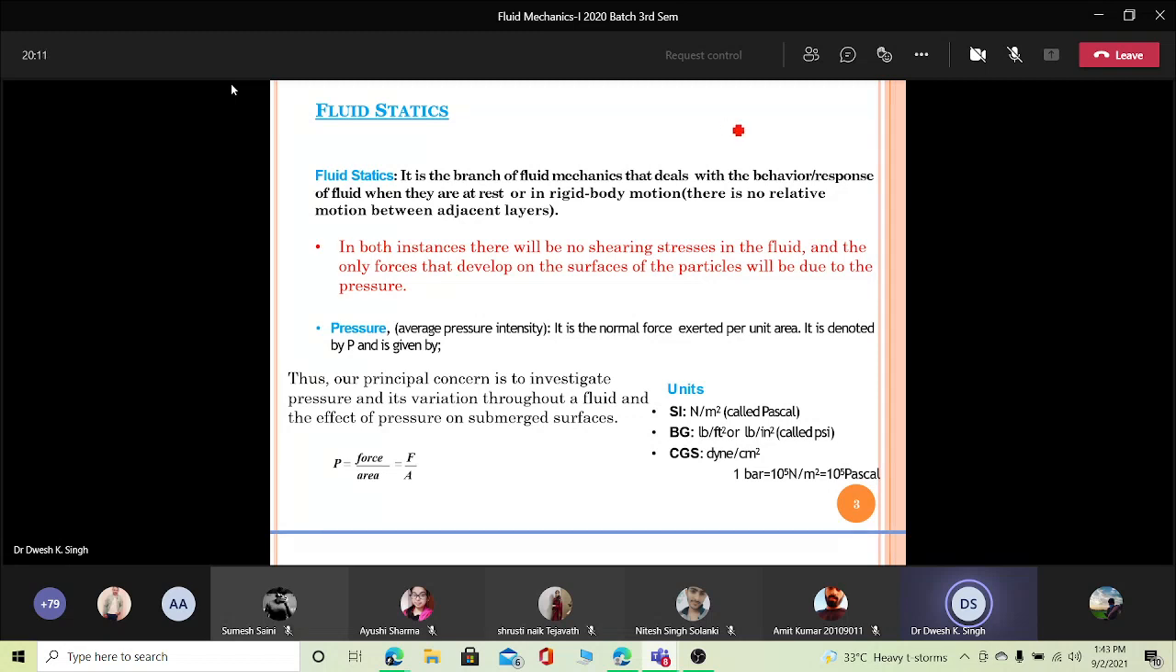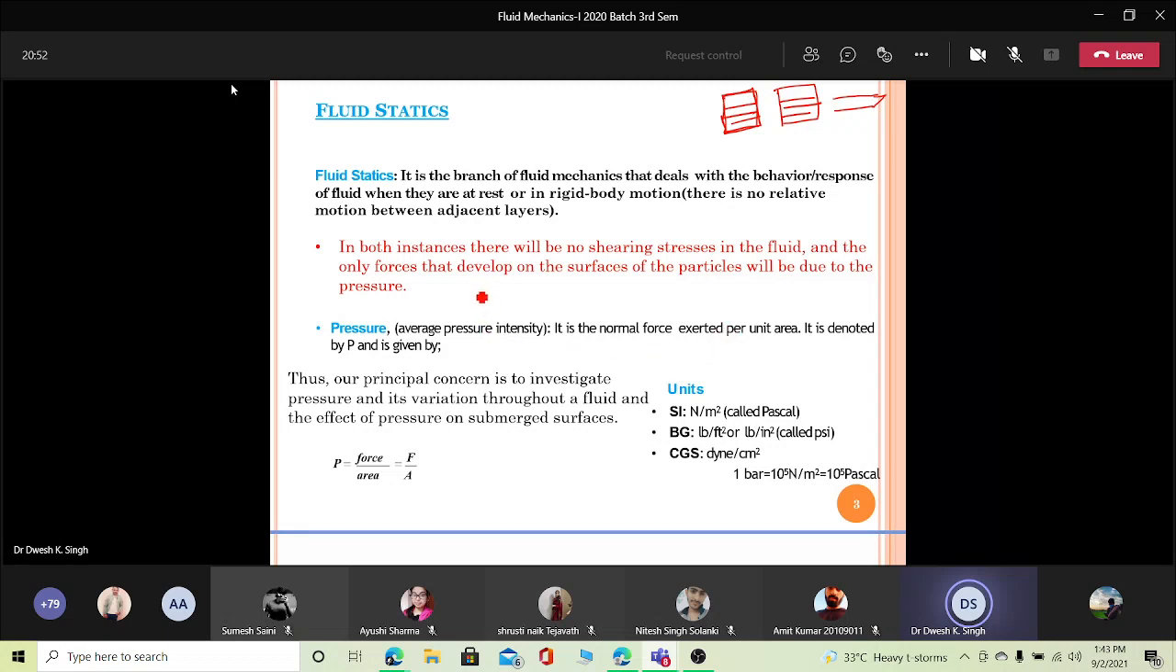In a rigid body there is no relative motion. All of you are familiar with the rigid body because you have already completed solid mechanics. So rigid body motion means there is no relative motion of the adjacent layers. Like if this is your solid object and these are the different layers, all will move with the same displacement. But if one layer is moving ahead of another, then this is not the case of a rigid body. So static means the layers are in the same position relative to each other.